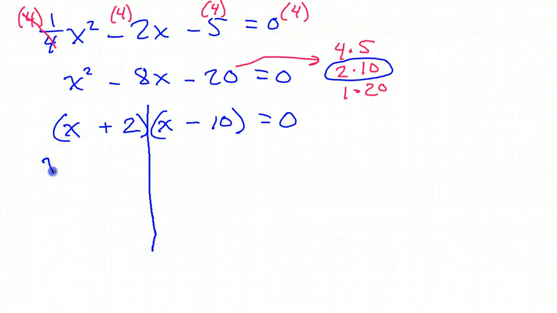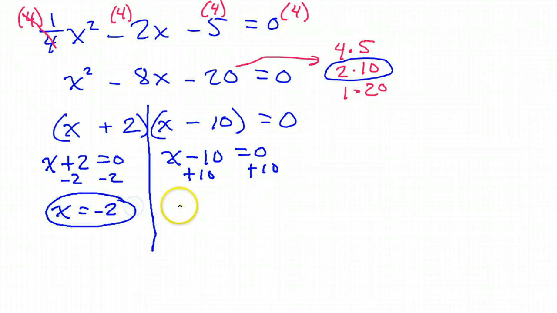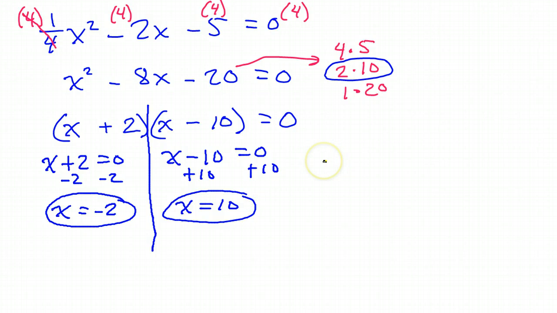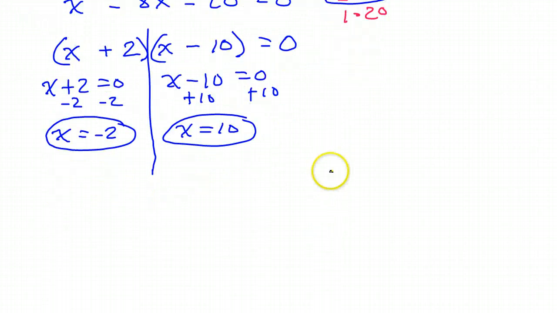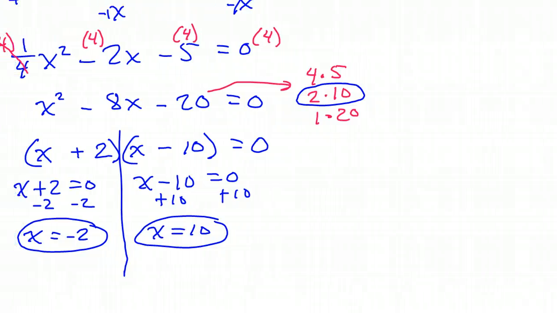Now we will set these factors equal to 0. So x plus 2 equals 0, and x minus 10 equals 0. Subtracting 2 and adding 10 to both sides gives us x equals negative 2 and x equals positive 10. Now, these are the x values, but we still need the y values that go with this. So what we'll do is we'll make our table of values like we do.